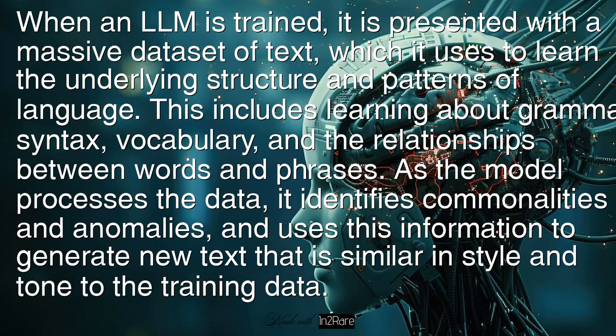When an LLM is trained, it is presented with a massive dataset of text, which it uses to learn the underlying structure and patterns of language. This includes learning about grammar, syntax, vocabulary, and the relationships between words and phrases. As the model processes the data, it identifies commonalities and anomalies, and uses this information to generate new text that is similar in style and tone to the training data.